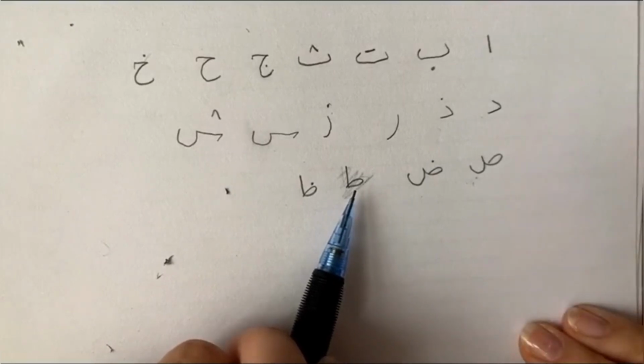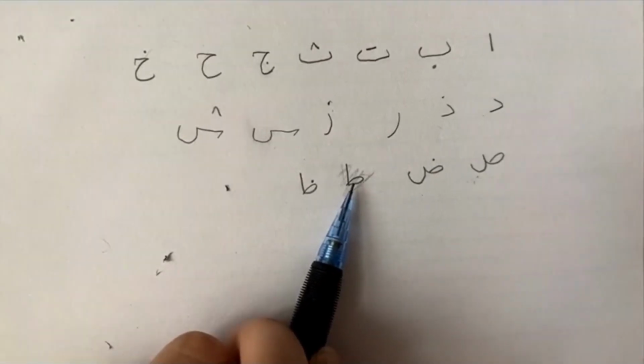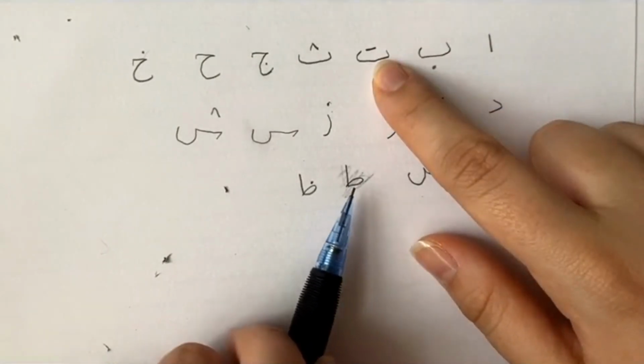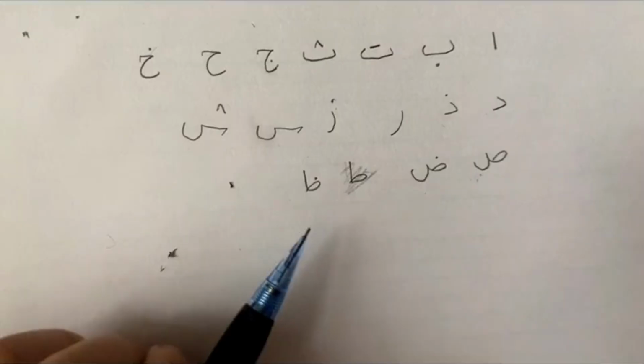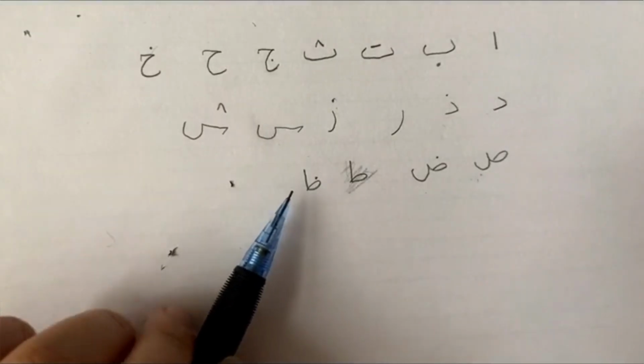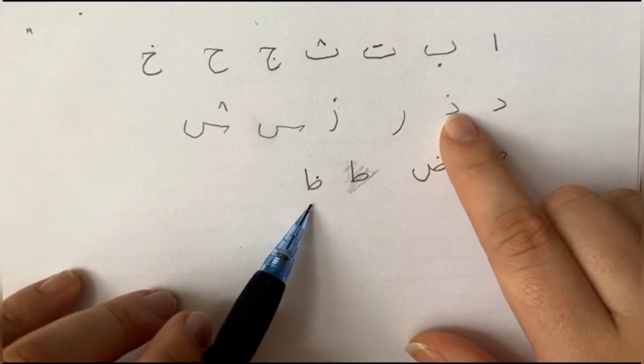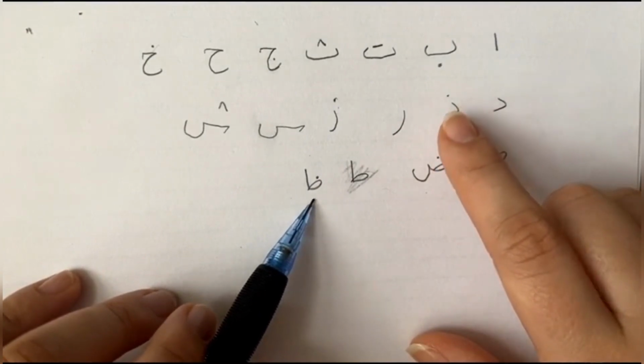So this one is called ta, another T noise. This one, to. This is the thaa.